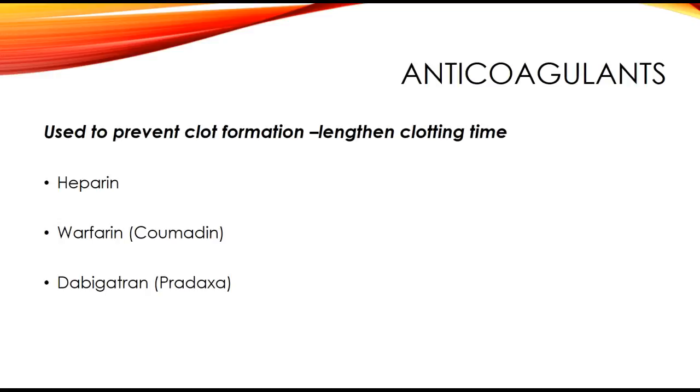So anticoagulants are the first group of drugs that we are using to prevent clot formation. They're going to lengthen the amount of time it takes to form a clot. The three main ones are heparin, warfarin, and dabigatran.